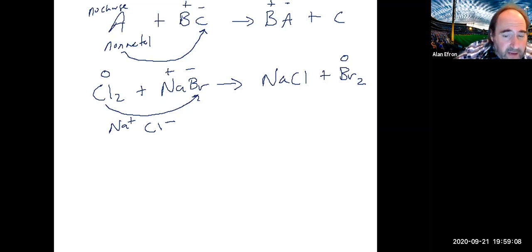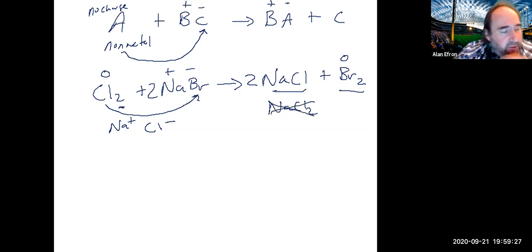Now I'm going to balance it by putting a 2 here and a 2 here. So this is the order like I've been telling you about. First, the right formulas, and then balance. I can't tell you how many people will write NaCl2 because they're like, oh, I got a 2 here, so it must be the correct formula, and that is not the correct formula. So make sure you start with the correct formula first, and then you balance it.